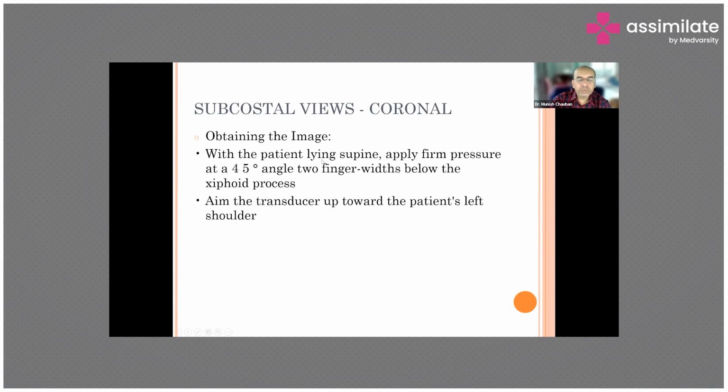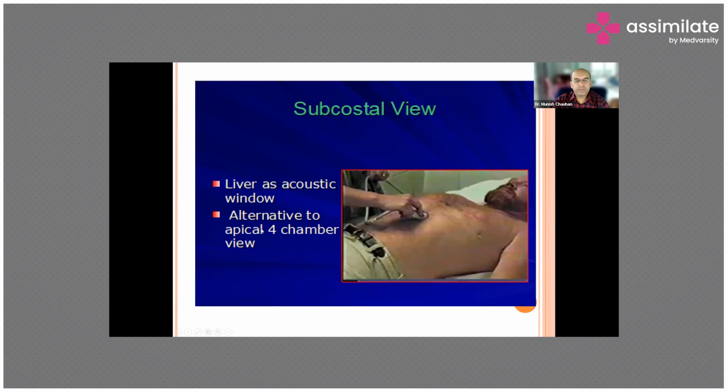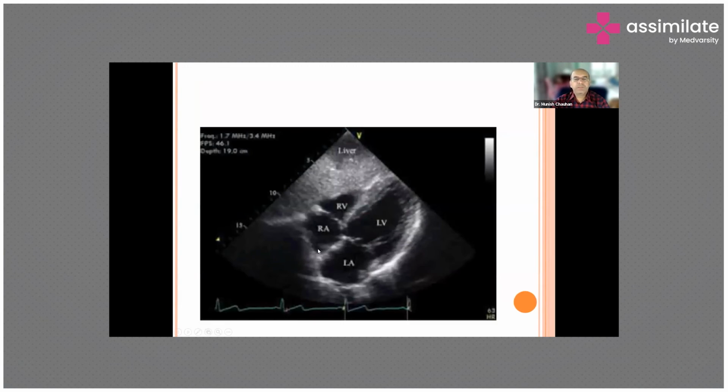The patient will be lying supine, as most of the ventilator patients are, at a 45-degree angle. Two finger widths below the xiphoid process, we place the transducer and point it towards the patient's left shoulder. So this is the subcostal. This is the diaphragm. This is the subcostal area. Pointed towards the left shoulder, we place the probe at a 45-degree angle, and you will get an acoustic window, and this is what we get.